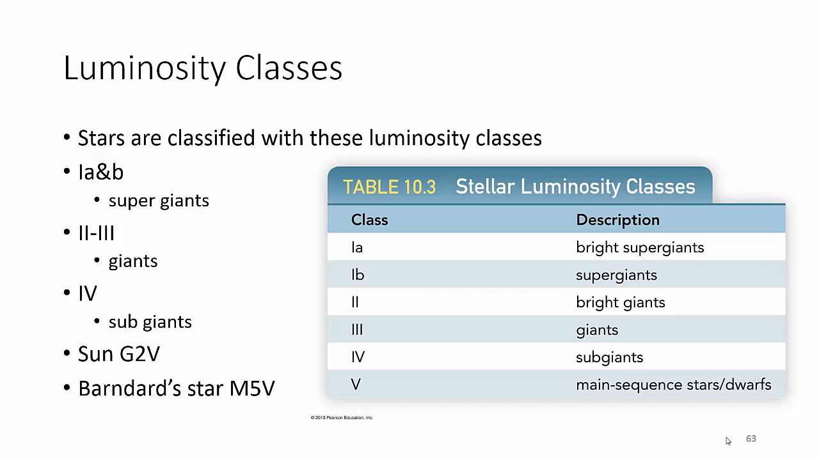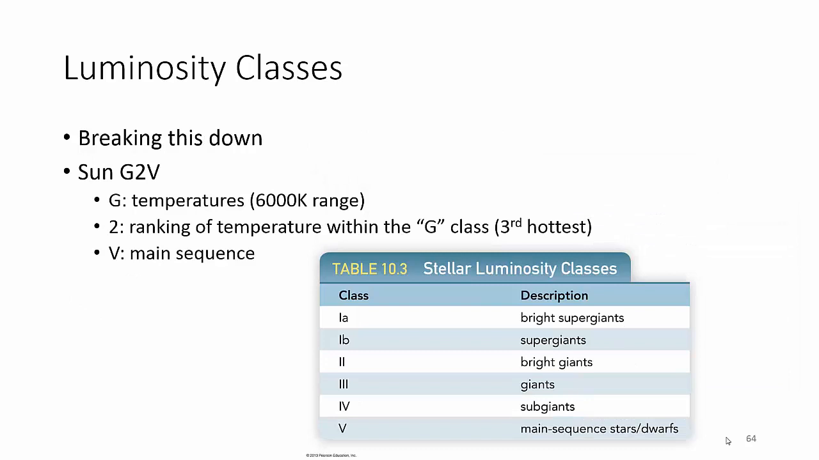Okay, G2V. So G, classification, kind of hot end on the G scale, and then V for main sequence or dwarf star. So again, to break down the classifications, our sun: G, temperature, right? So classification, temperature, color, G, 6,000 degrees Kelvin-ish. Then 2 from the 0 to 9, so it's the hot category of the G. And then V, the main sequence.